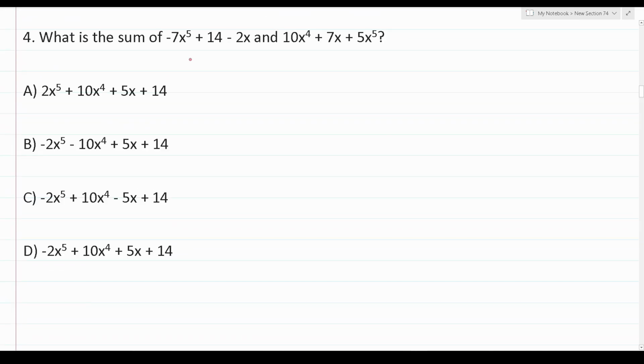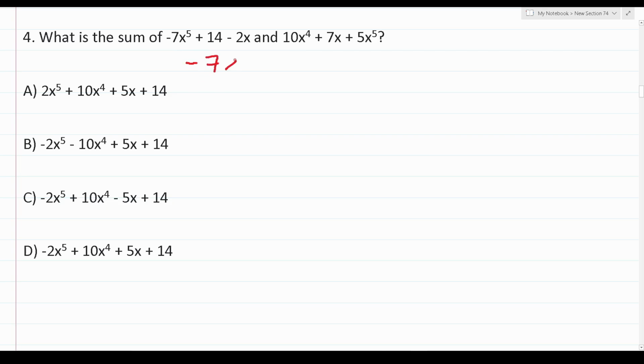All right, so number 4 here says, what is the sum of negative 7x to the 5th plus 14 minus 2x and 10x to the 4th plus 7x plus 5x to the 5th? All right, so first of all, sum means add. So we're simply going to add these polynomials together. That said, you want to take your time as you write them down. Again, I've made mistakes simply because I copied down the question wrong. So let's take our time as we do that.